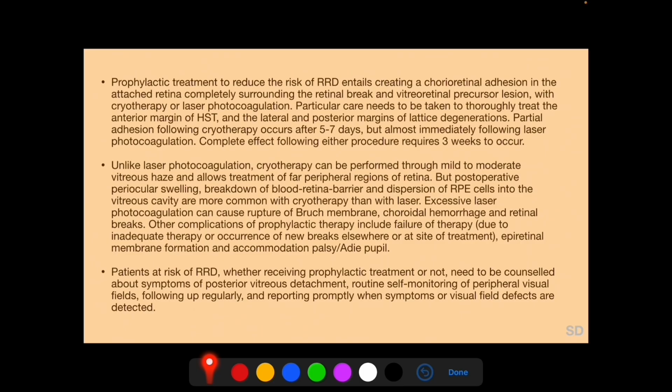Patients at risk of RRD, whether receiving prophylactic treatment or not, need to be counseled about symptoms of posterior vitreous detachment, routine self-monitoring of peripheral visual fields, following up regularly, and reporting promptly when symptoms or visual field defects are detected.